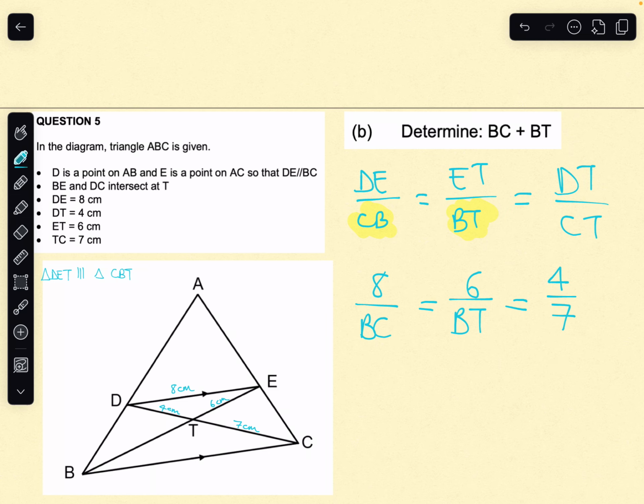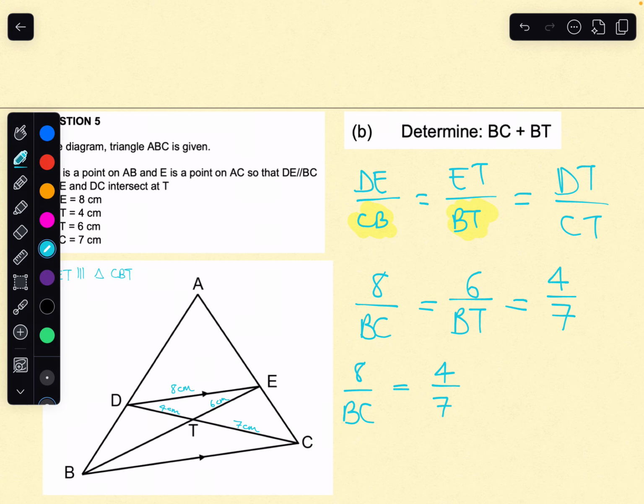So then we can work out BC first. 8 over BC is equal to 4 over 7. We could do a whole long equation solving here, or we can just notice that 4 times 2 gives me 8, so 7 times 2 will give me BC. This is just using equivalent fractions. So BC will be equal to 14 centimeters.